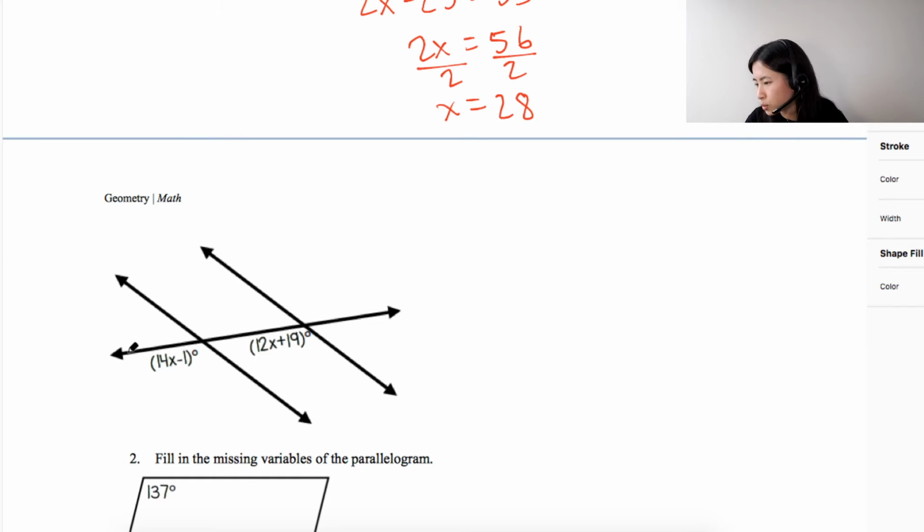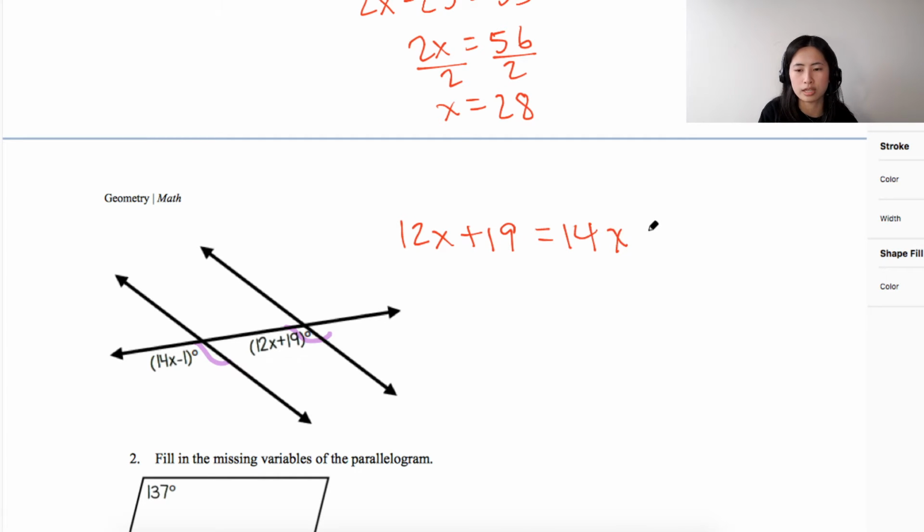Great. So once we have this F pattern again, we have this and we have this, so that means it's from the same position. If you look at your F pattern, can you guys see this? That means we can say that 12x plus 19 is equal to 14x minus 1. Once you have that, all you have to do is solve for x. So you have 14x minus 12x, that would give you 2x, and this is basically 20 divided by 2, therefore x is equal to 10.